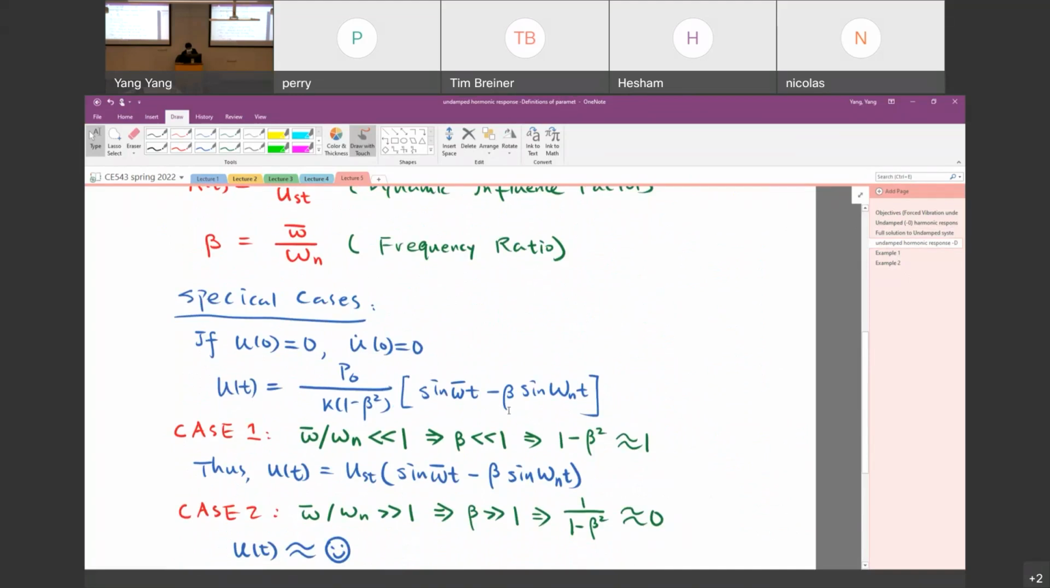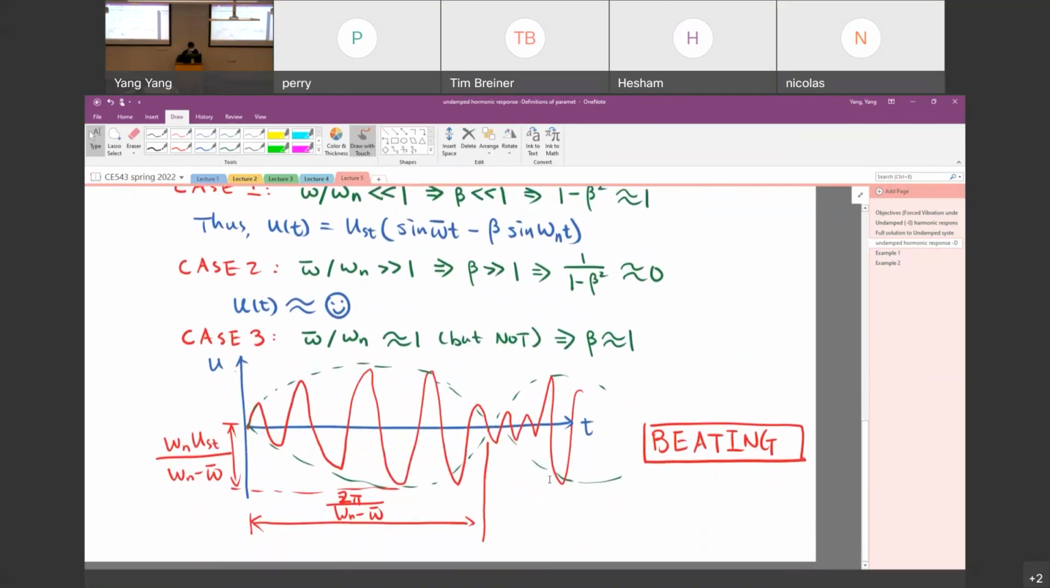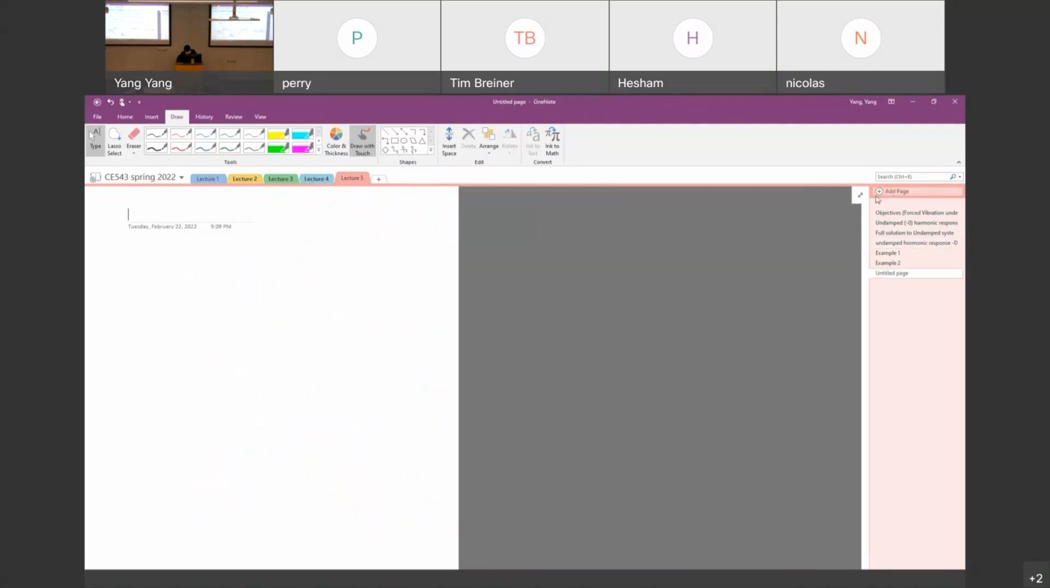So this equation, if omega bar is very close to omega, you can plot this function using Excel. You will see that. But it would be difficult for us to reflect the simple method. So this is case 3. Any questions? The next one is case 4.